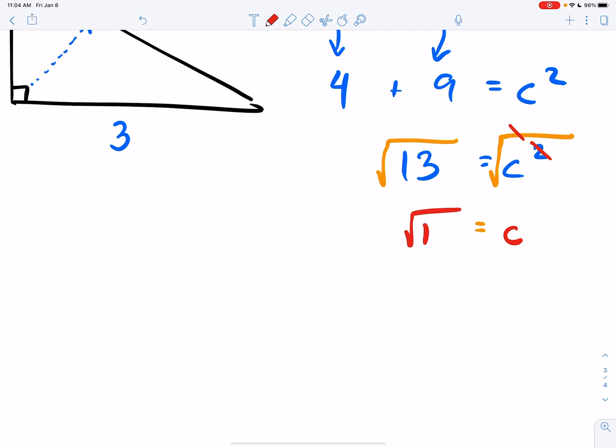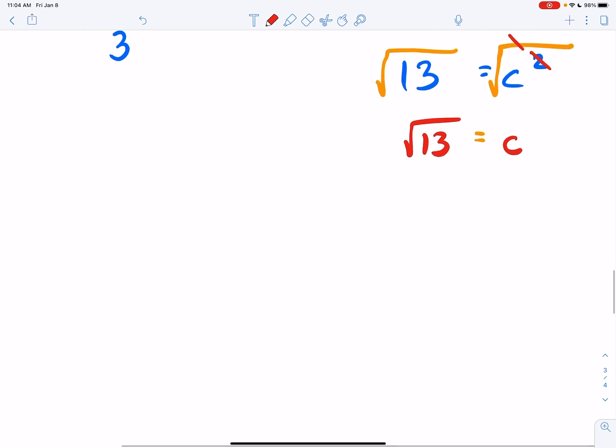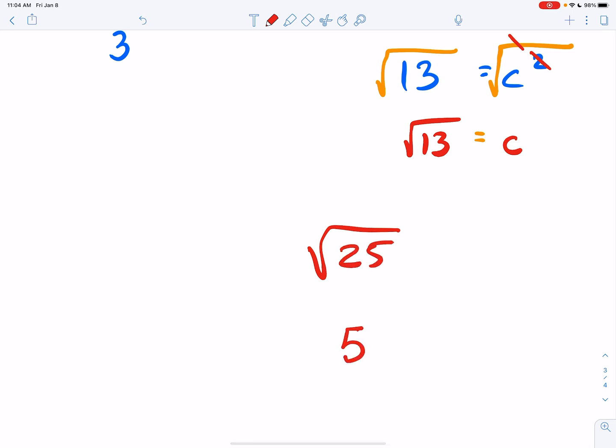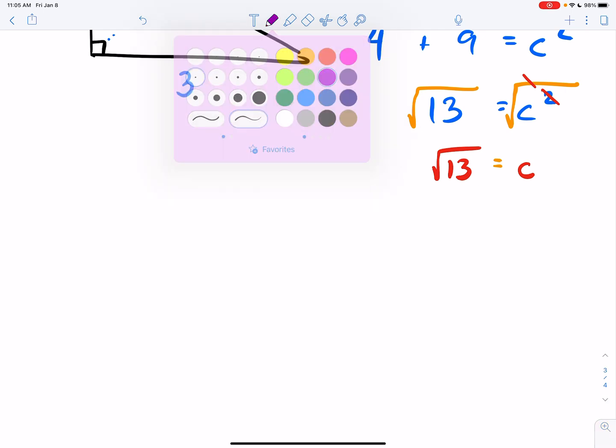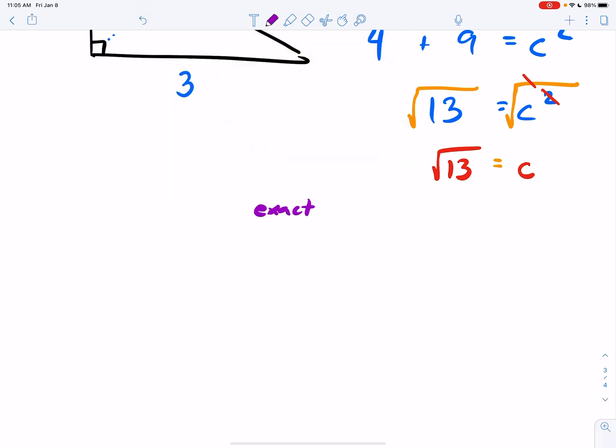Now, we have the square root of 13, okay? Now, is there a whole number times itself that'll give you 13? Right? So, just to sidebar this, the square root of 25 is 5, because 5 times 5 will give you 25. But with 13, it's not a perfect square, so here's what you do. If they asked for the exact answer, okay, you would write the square root of 13.